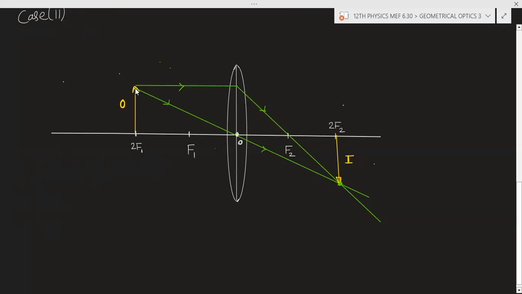So first ray from this object is parallel to the principal axis like this, and whenever a ray of light parallel to the principal axis falls on a convex lens, it will pass from the focus like this after refraction from the lens. If a ray of light is passing from the optical center, there will be no refraction, or you can say there will be no bending. So this ray will pass straight like this.